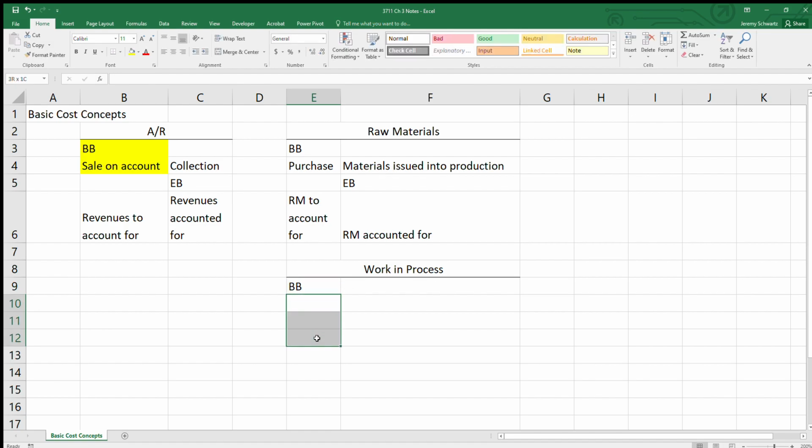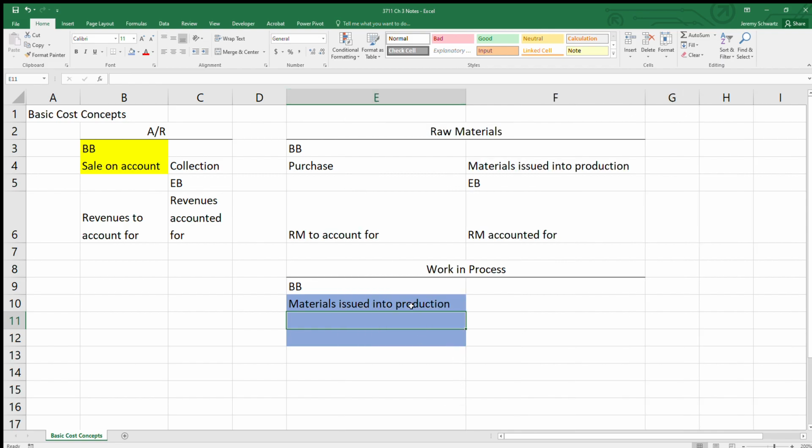Then we would have three items that we would be adding in during the accounting period. Instead of one item, like the purchase or sale on account, here we're going to have three items. First, from our raw materials, we have raw materials issued into production come into here. We'll just move that in here. So, materials issued into production. Another term for that is direct materials.